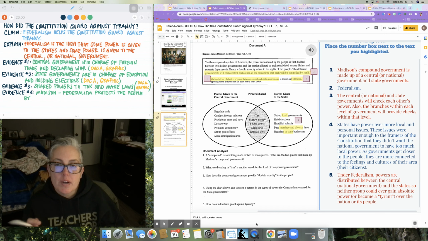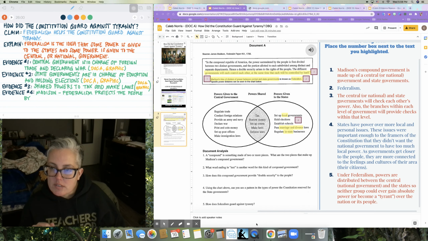In the compound of America, the power surrendered by the people is first divided between two distinct governments, and the portion allotted to each subdivided among distinct and separate. Hence, a double security arises in the rights of the people. The different governments will each control. So I'm going to look at what it says here.